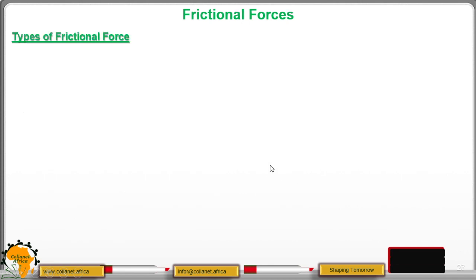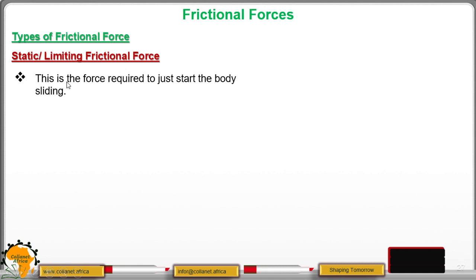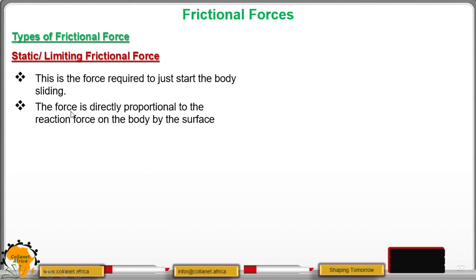Then from there, we have the types of frictional force. One, we have the static or limiting frictional force. This is the force that is required to just start the motion, to just start the body sliding. So the force is directly proportional to the reaction force on the body by the surface. Therefore, the static friction force will be equal to mu, the coefficient of static friction, multiplied by R.